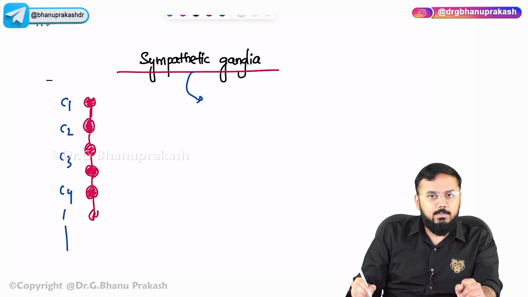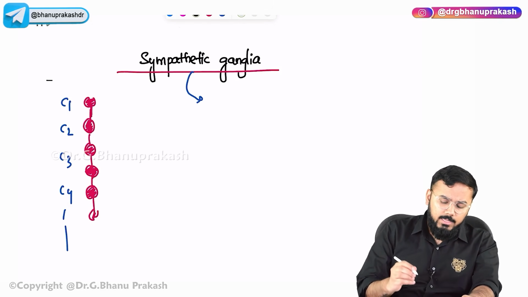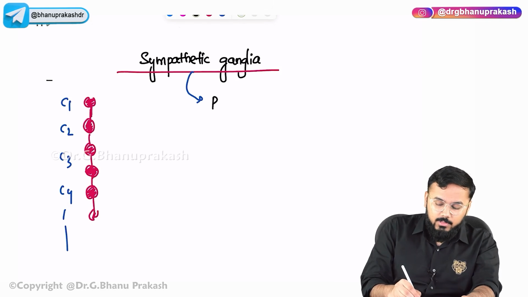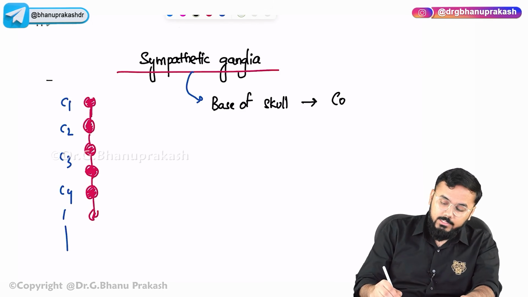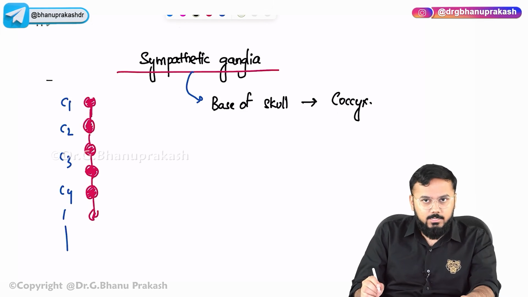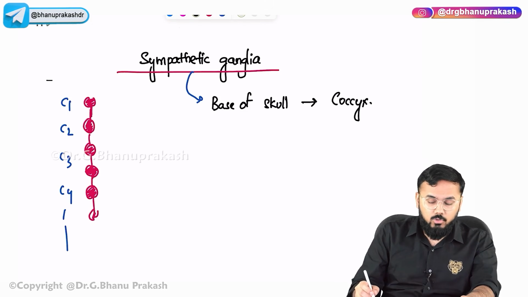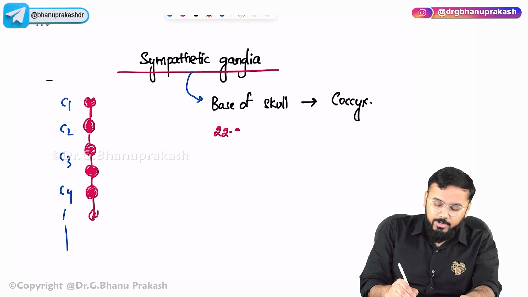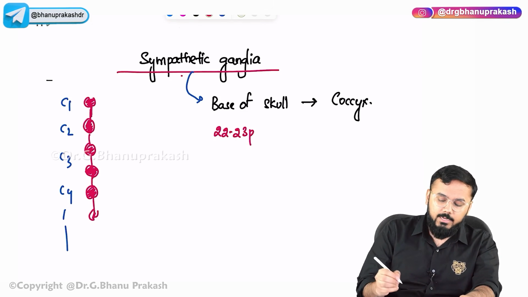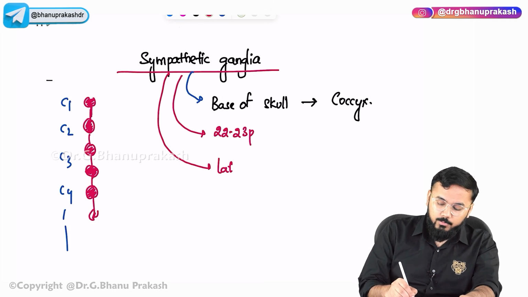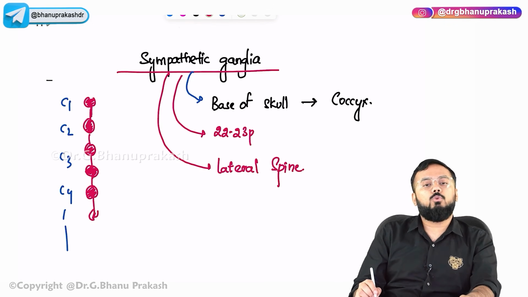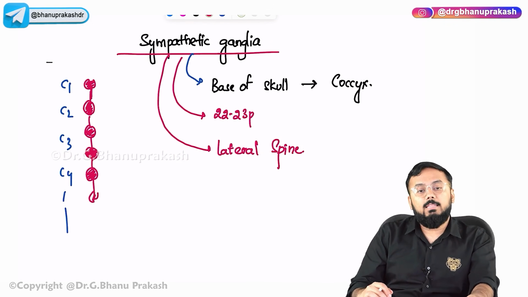So if you look at these sympathetic ganglia, from where do they start? First of all, they start from the base of skull. All the way they extend till the coccyx. How many pairs of sympathetic ganglia on both the sides do you have? Around 22 to 23 pairs of sympathetic ganglia you have got. Where are they located? They are all located lateral to the spine.